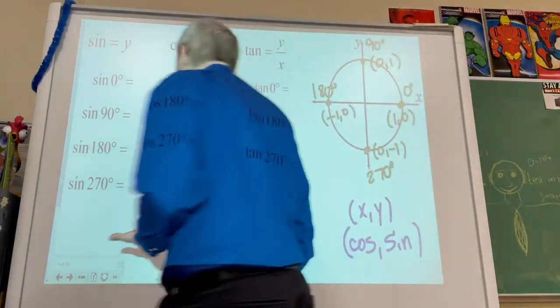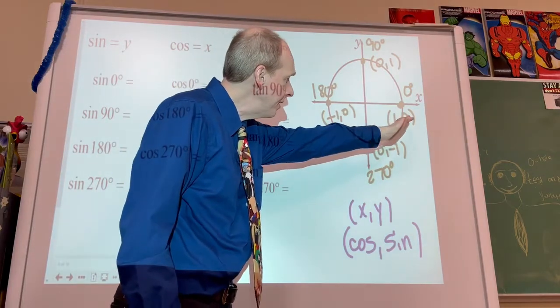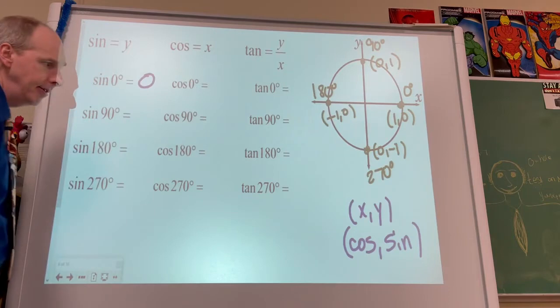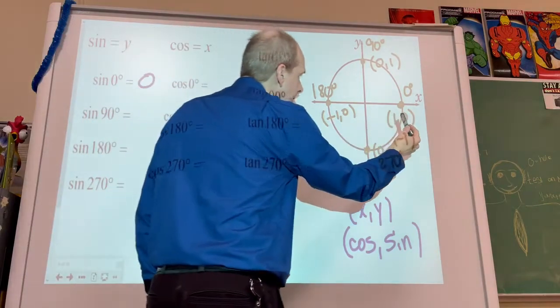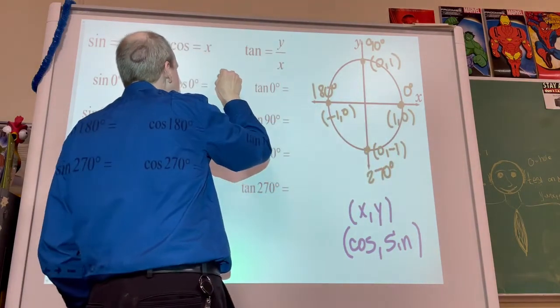So let's try to find some of these answers. Sine of 0. Well, cosine comes first, sine is second. So if you're thinking the answer is 0, you're right. Cosine of 0. Cosine comes first. 1.